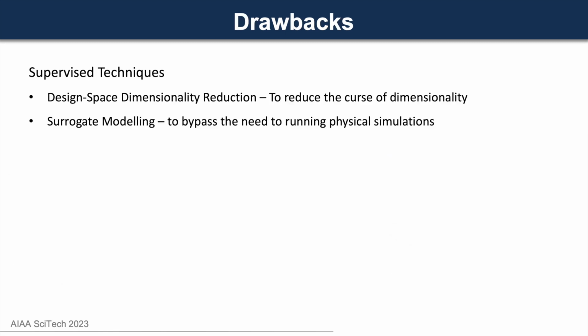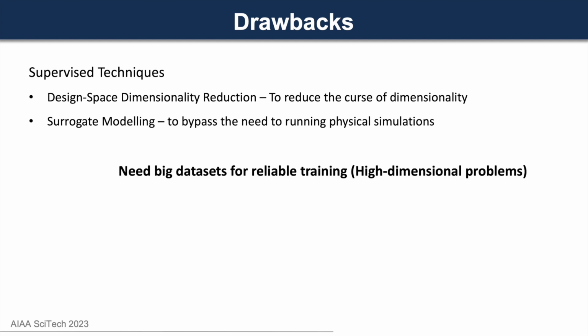In the literature, to tackle the previously mentioned problems, there are two mostly used approaches. One is dimension reduction to reduce the curse of dimensionality, and the other is surrogate modeling, where we can bypass the need of carrying out computationally expensive simulations for each design instance. But for reliable training of any of these approaches, we need big data sets. And the need for a big data set is critical, especially for high dimensional problems.